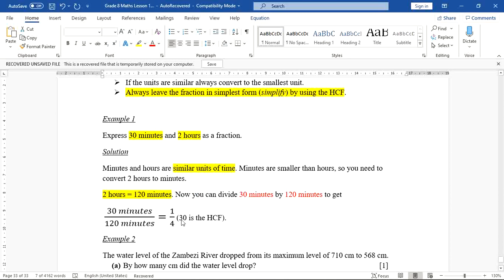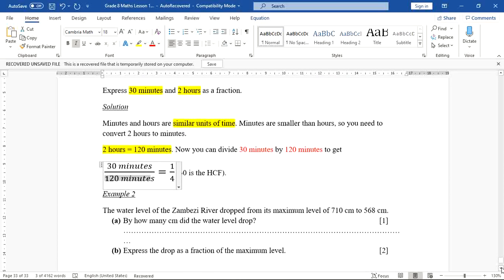How did I get that? I used 30 as the highest common factor. So 30 goes into itself one time, and 30 goes into 120 four times. So that is how you express one quantity as a fraction of the other in simplest form. This is the first quantity, 30 minutes. This is the second quantity, now in minutes, and then you simplify it as one fraction in simplest form.